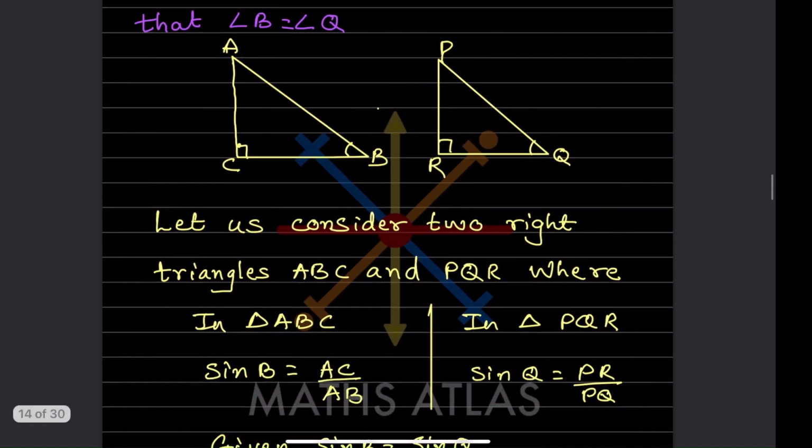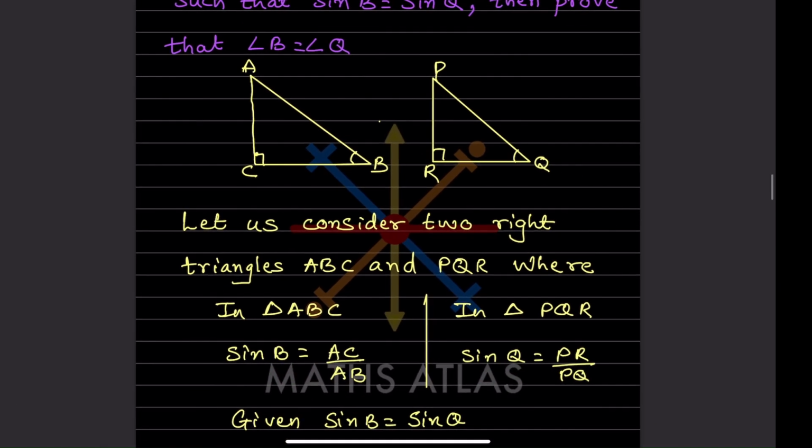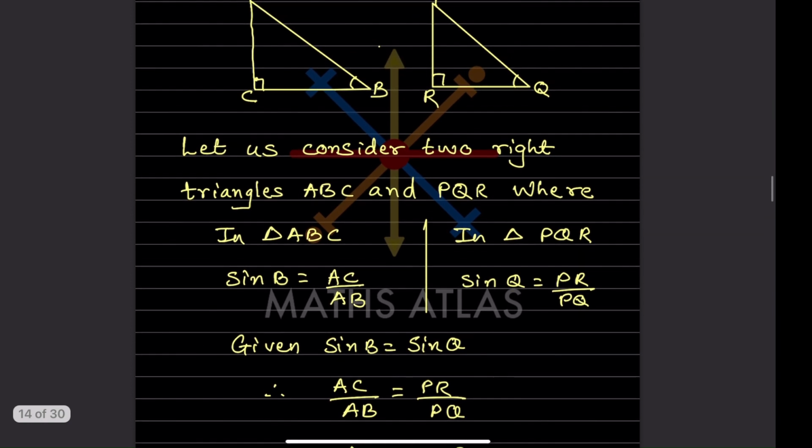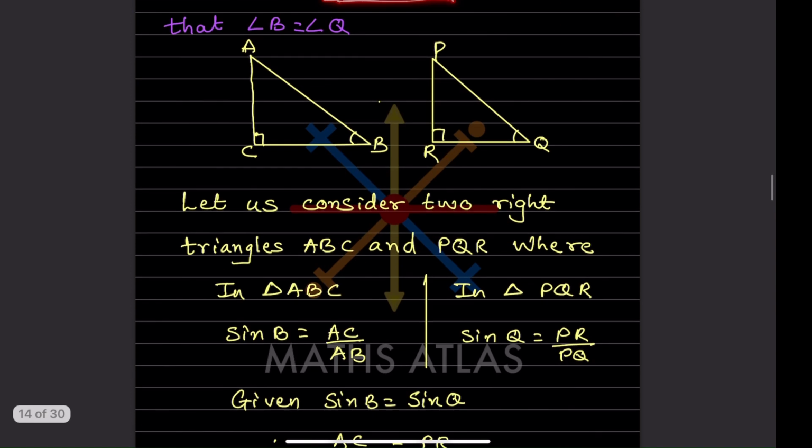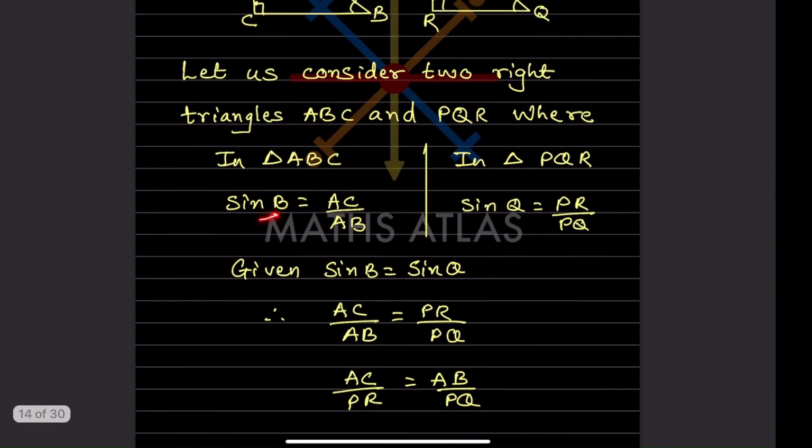And now what will we consider? These are the two right triangles. The same thing, the explanation is given over here. Let us consider two right triangles, ABC and PQR. Now let us make two columns over here, one for triangle ABC and one for triangle PQR. In triangle ABC, they have asked for sine B. It is given that sine B is equal to sine Q. So let us start from sine B.